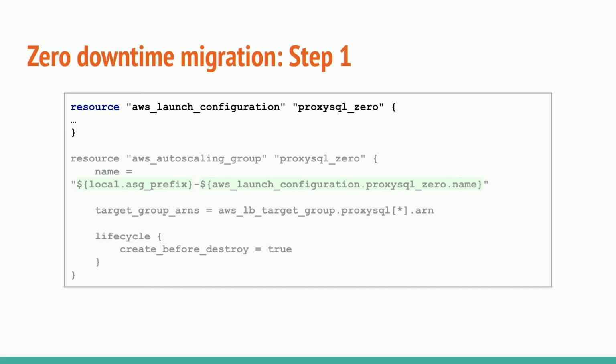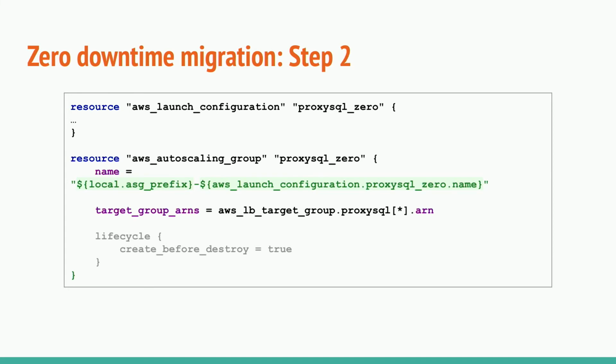Okay, with Terraform, we do it a little bit differently. First of all, we need to establish an artificial dependency between two resources, the launch configuration and the autoscaling group. I do it by including the launch configuration name in the autoscaling group name. So when you update the launch configuration, Terraform has to update the autoscaling group as well. Okay, so that's step number one: inject dependency.